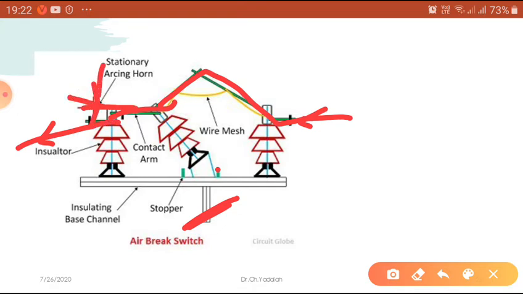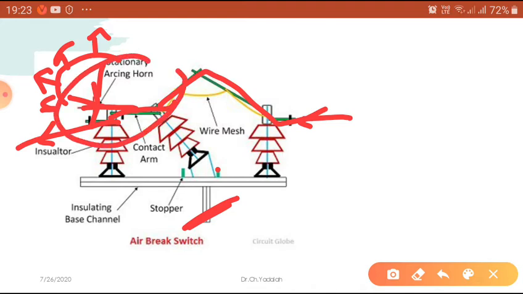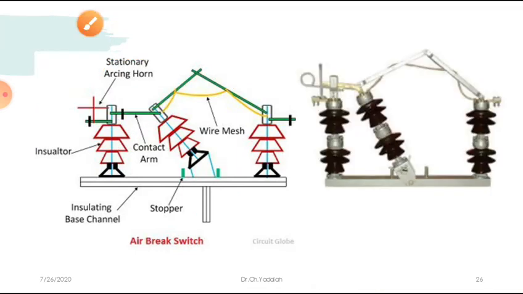While opening and closing, the arc is flowing in this direction, so that means there is a lengthening. Once it lengthens, it automatically cools. That is the main aim of an air break switch. Natural atmospheric air pressure is enough to quench the arc generated while operating these two terminals. You can see the next physical figure.